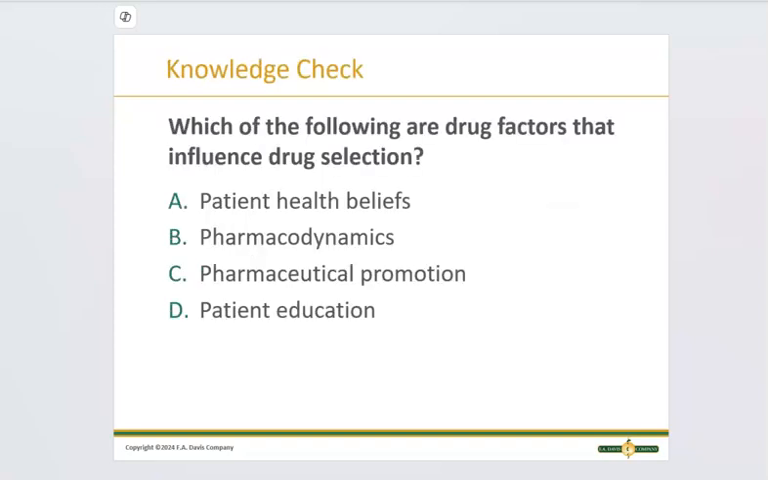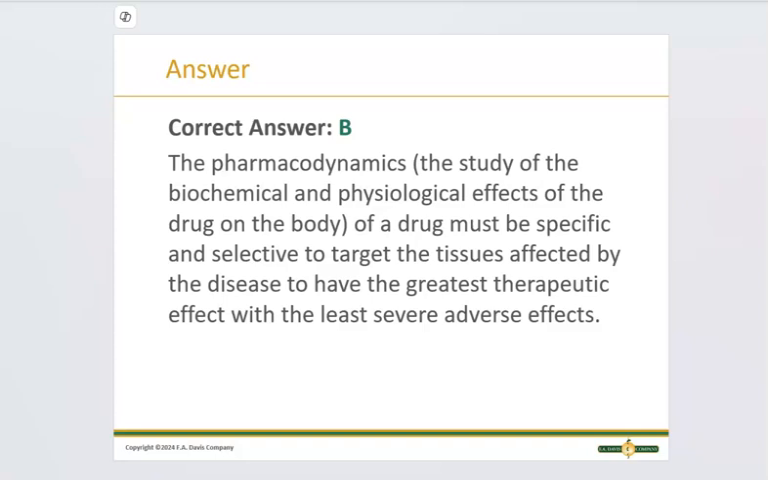Which of the following are drug factors that influence drug selection? E. Pharmacodynamics, the study of the biochemical and physiological effects of the drug on the body. The pharmacodynamics of a drug must be specific and selective to target the tissues affected by the disease to have the greatest therapeutic effect with the least severe adverse effects.